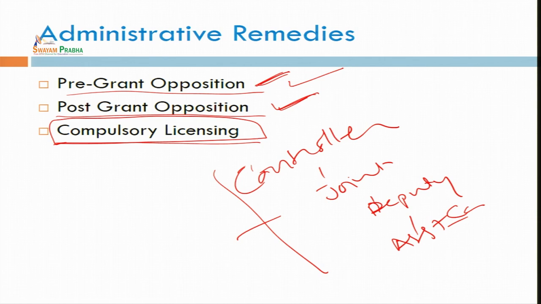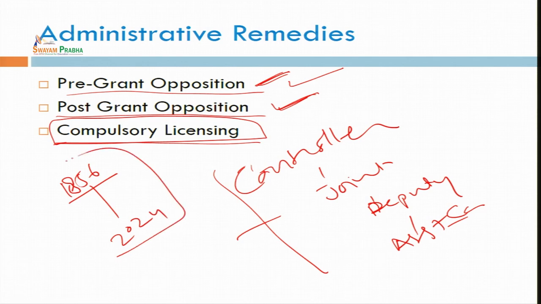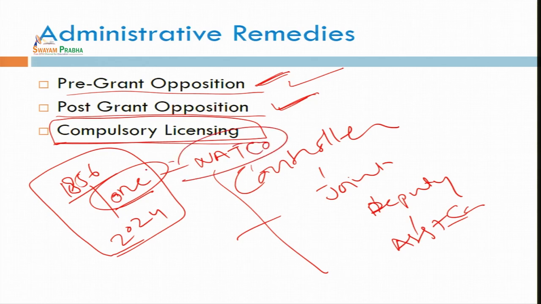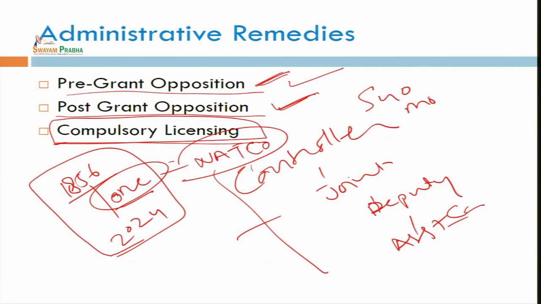Sections 83, 84 to 89. The government has to see in which cases a compulsory license is granted. From 1856, when the first English Patent Act was passed, to 2024, no compulsory license has been granted except one, which was given to NATCO. Although compulsory licensing is a Brahmastra in the hand of the government of India, special provisions are also made by TRIPS regarding protection of the interest of a particular country. Under this, compulsory licensing can be granted by the controller as an administrative remedy, suo motu or on the application of any interested person. We will discuss that in another lecture.